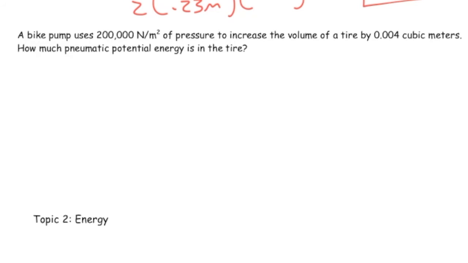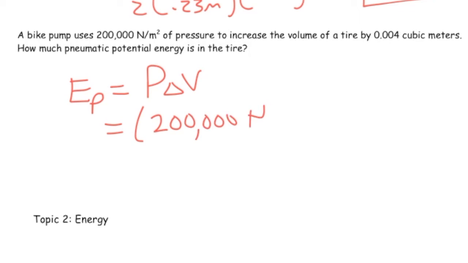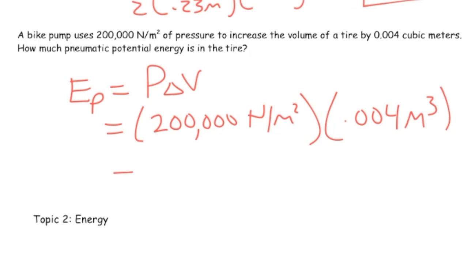Last one. A bike pump uses 200,000 newtons per square meter of pressure to increase the volume of a tire by 0.004 cubic meters. How much pneumatic energy is in the tire? The pneumatic energy is the pressure times the change in volume. 200,000 newtons per square meter times 0.004 cubic meters is 800 joules. Done.